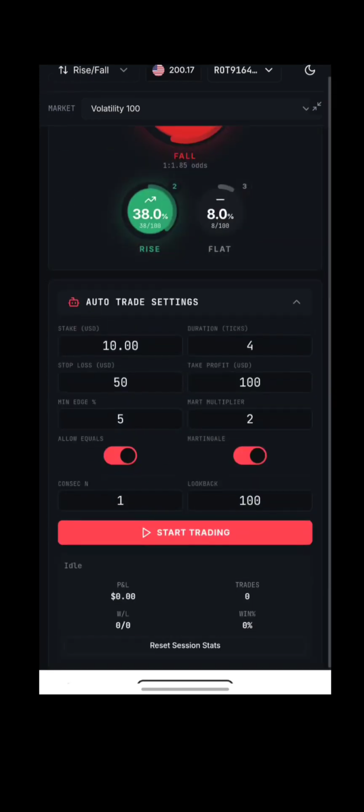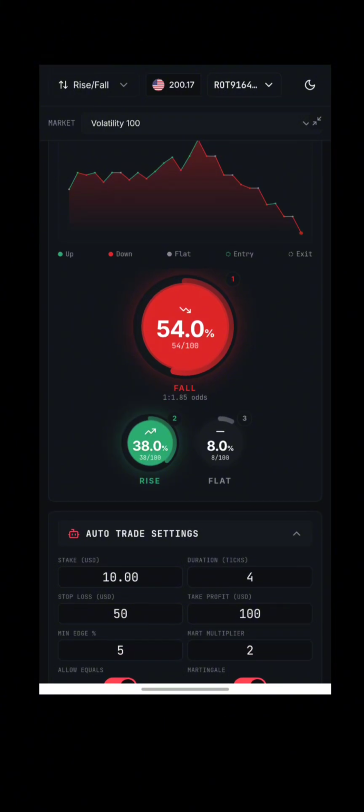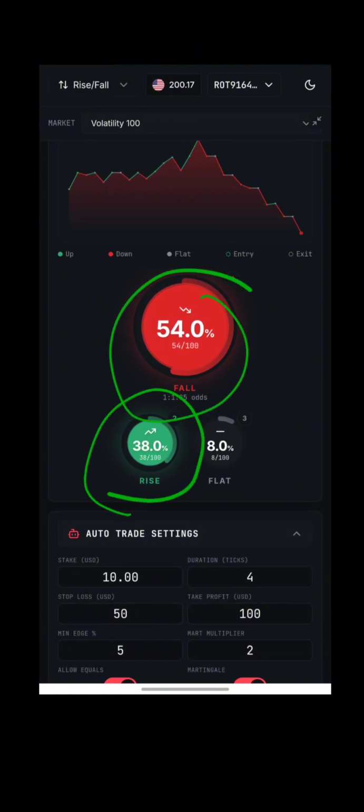So as you have done that, you will have done all the settings, and don't worry about these settings down here. These by default are just right. And then you are going to click on start trading. After you click on start trading, your trades will be taken based on the analysis that has been sent by this AI tool. You see right here, the AI tool will be taking fall trades right now, because the probability percentage of fall trades is higher compared to the probability percentage of the rise trade.